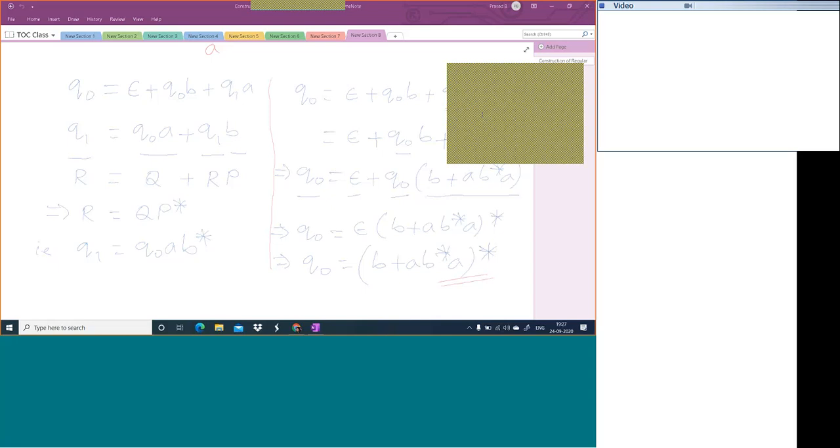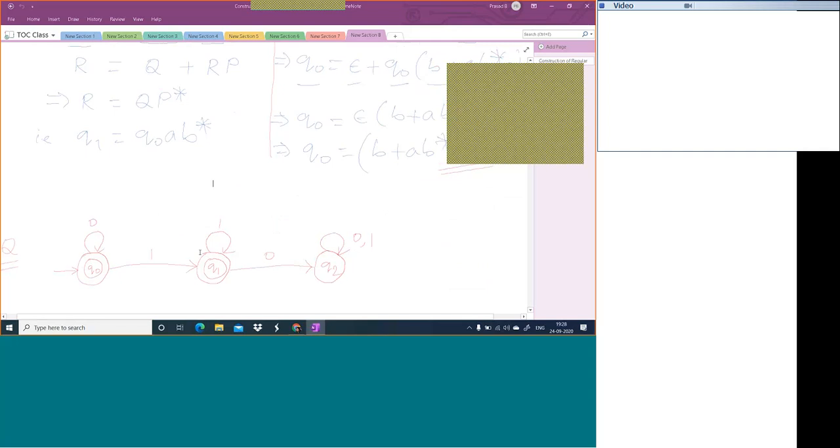Any number of A's will be present. Any number of A's and any number of B's. Already there is no condition on the number of B's. Yes, sir. Then what will be the answer? The answer will be this one.